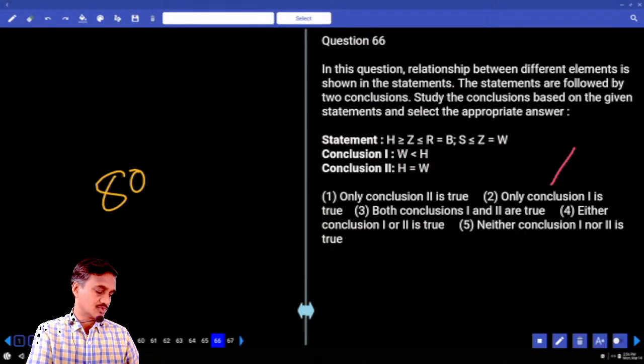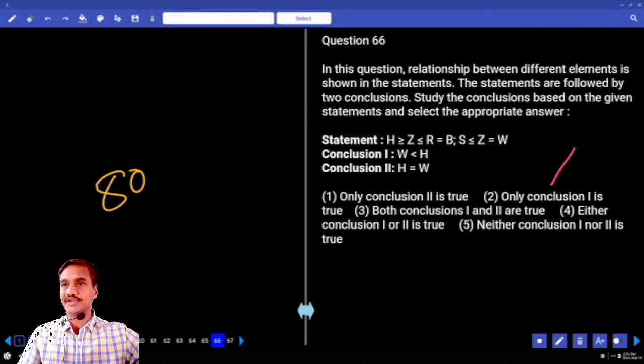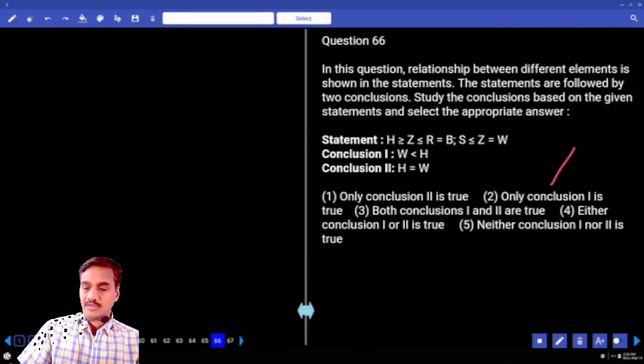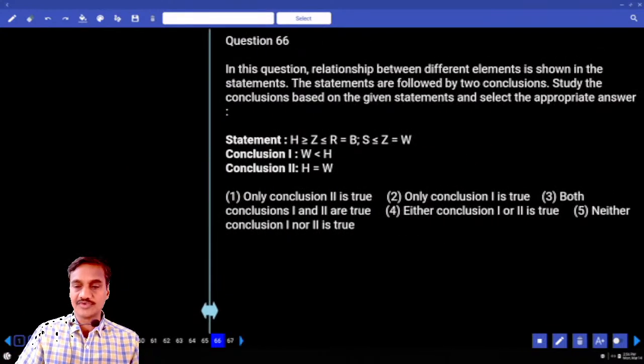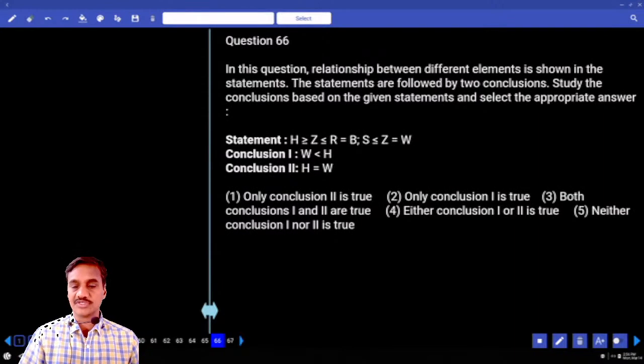Reasoning questions start from question number 66 onwards. Questions 66 to 69, these four are based on coded inequalities. Coded inequalities is always the first priority for us, isn't it? Then coming to question number 66.